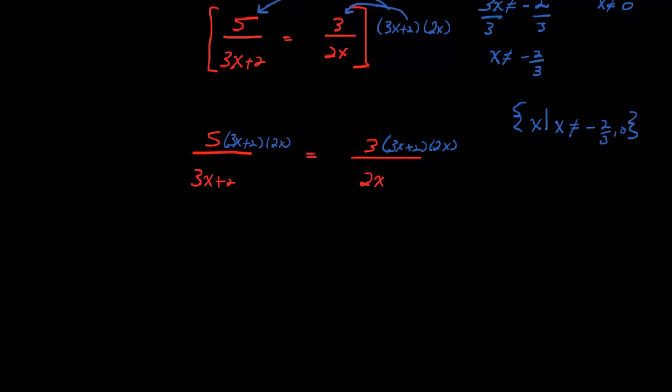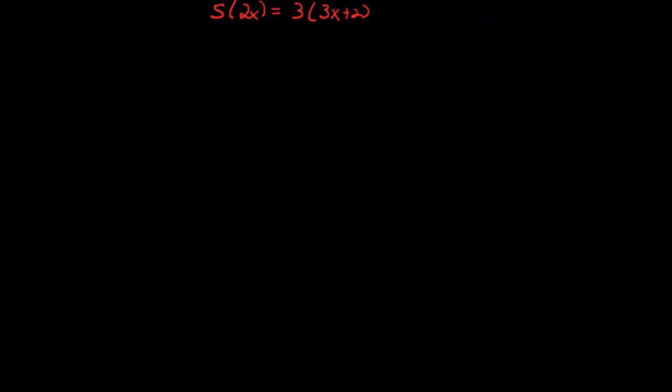And some of you may think, oh, this is just like cross-multiplying. In essence, this is cross-multiplying. This is something that we did not learn growing up because multiplying through by the LCD is a little bit more complex than just saying cross-multiply. So notice in this circumstance, our 3x plus 2 will cancel with this 3x plus 2, and then our 2x will cancel with this 2x. So we're going to be left with 5 times 2x, and that's going to equal 3 times 3x plus 2.